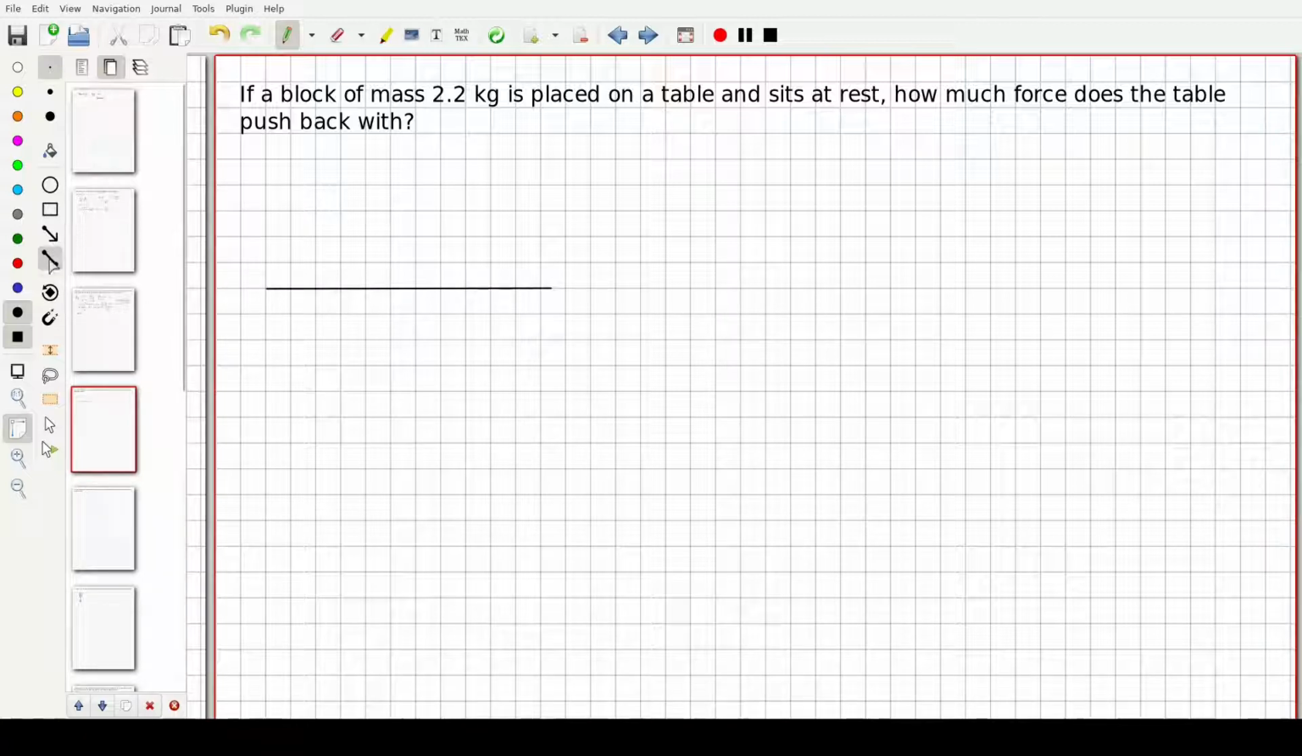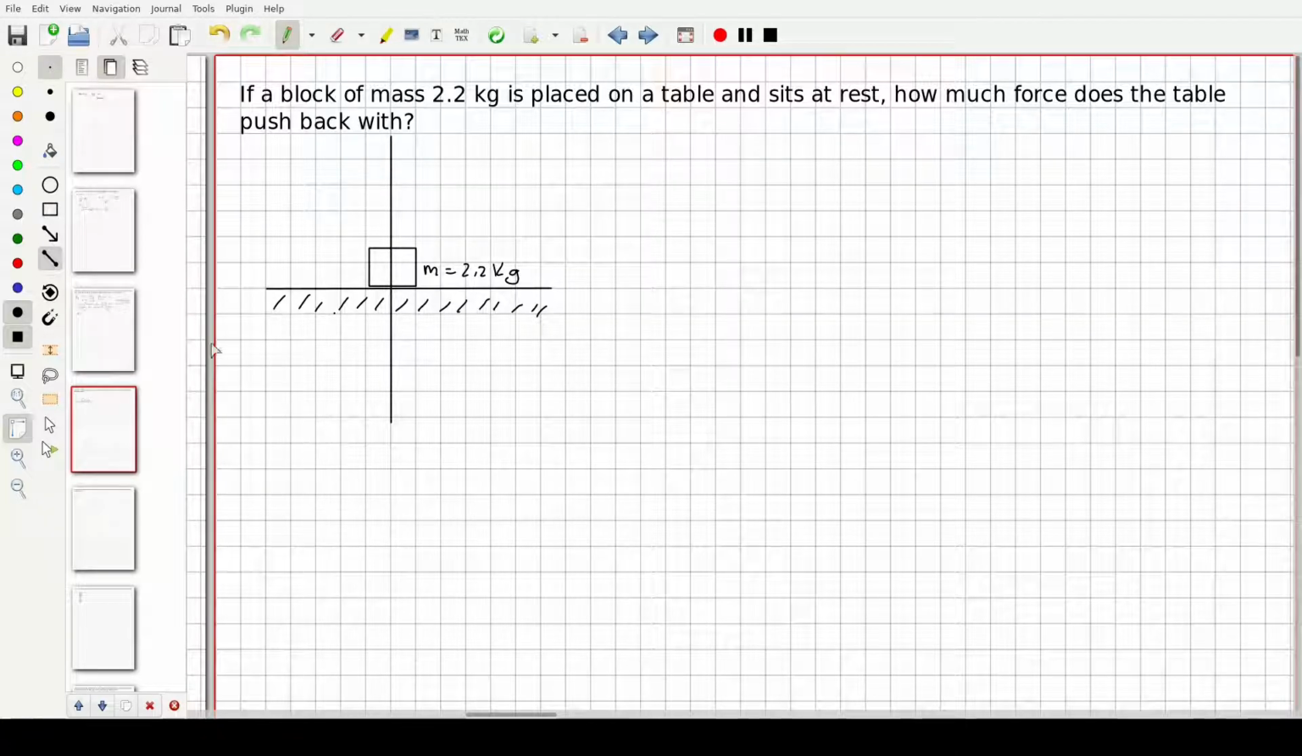There's the table. And here's the, sort of show it's solid. Oops, here's our block sitting on top of the table like that. It has a mass of 2.2 kilograms. Now what I'm going to do is to draw a coordinate system. Up and down is in and out of the table, and side to side is the plane of the table. We'll label this y and label this x.